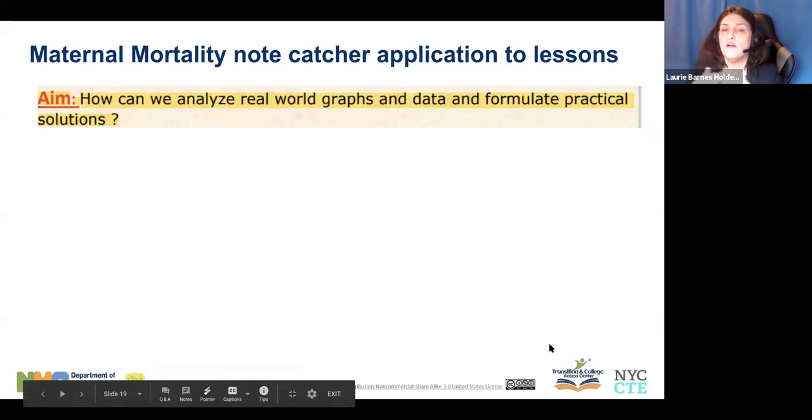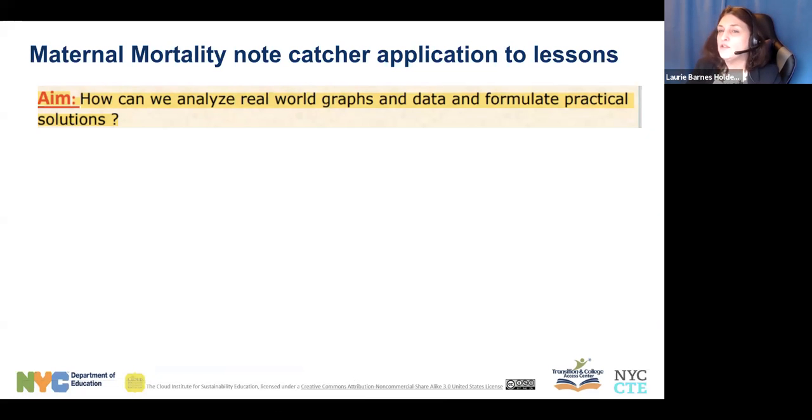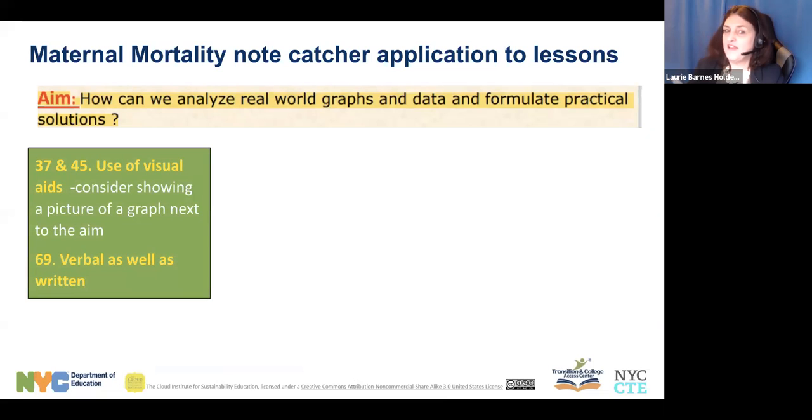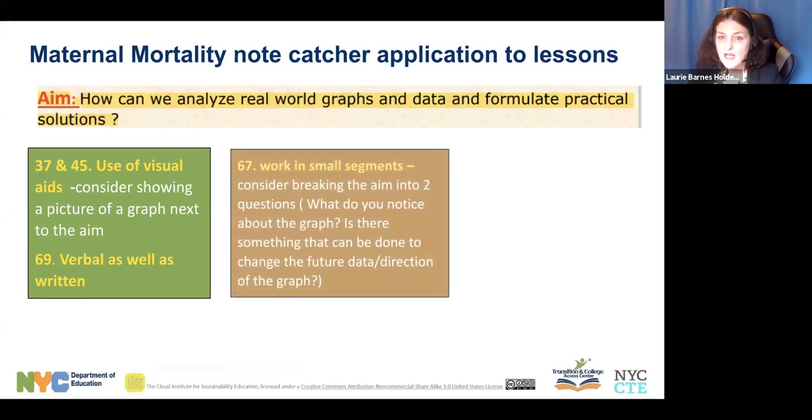So the aim of this particular lesson says, how can we analyze real world graphs and data and formulate practical solutions? So some of the things, again, from that drop down, use of visual aids. Consider showing a picture of the graph next to the aim so students know, oh, this is what we're talking about when we're talking about having graphs. Verbal, again, as well as written. Again, work in small segments.